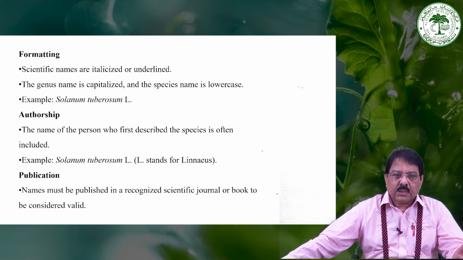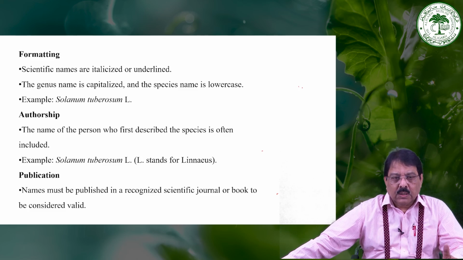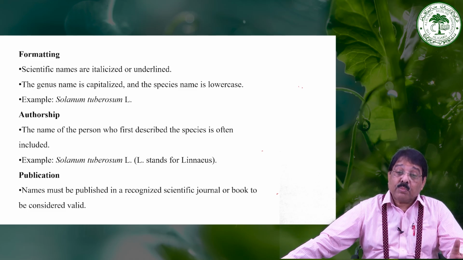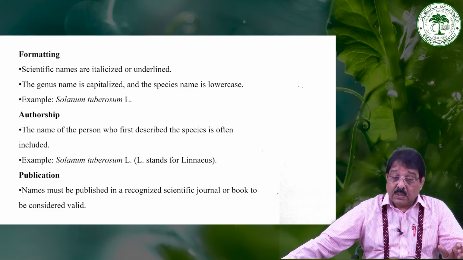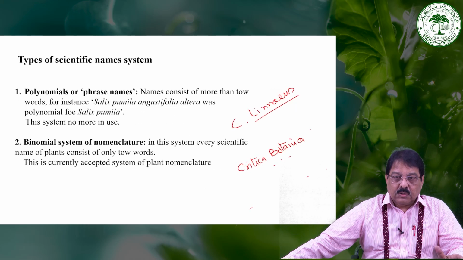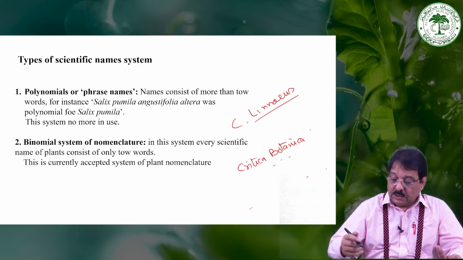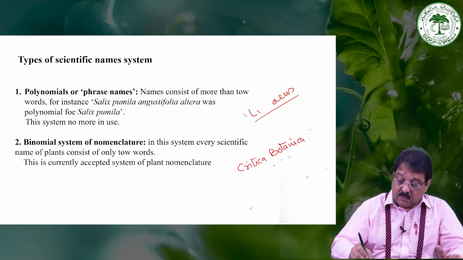These are the formatting rules, how the names are formatted, then the authorship. The abbreviated form of the author who has given the name to a plant must be attached with the name of the plant. The author name must be with the name of the plant. So this is all about binomial nomenclature.